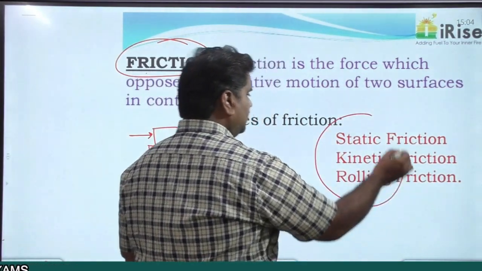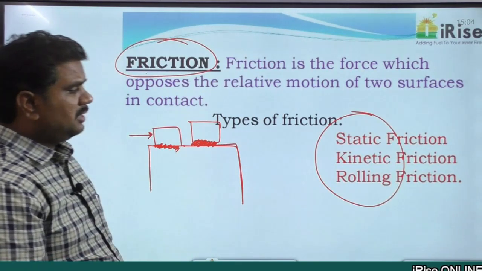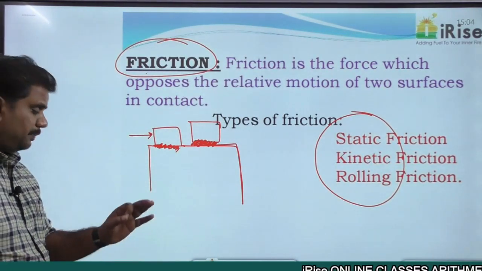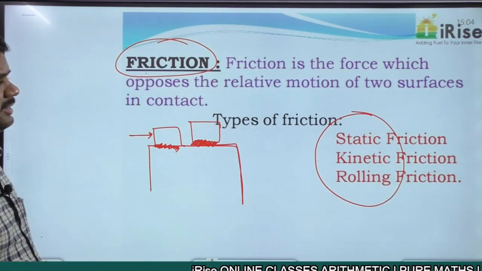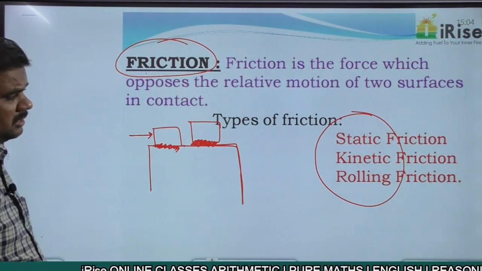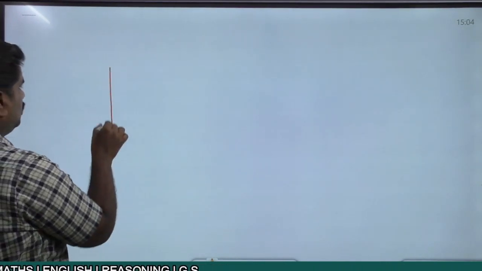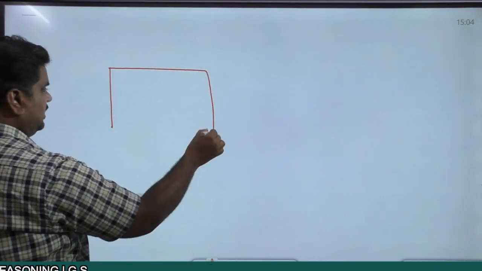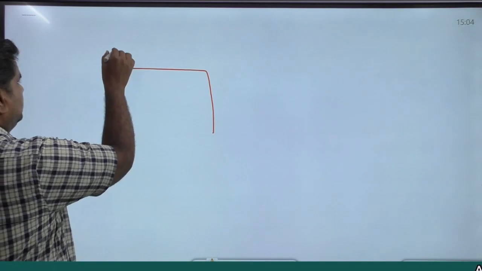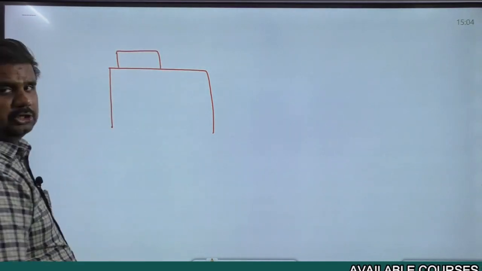One is static friction, kinetic friction, as well as rolling friction. So basically we have got three different types of friction: static, kinetic, as well as rolling friction. So in the case of static friction, suppose that you have an object on a particular surface like this, a horizontal surface.